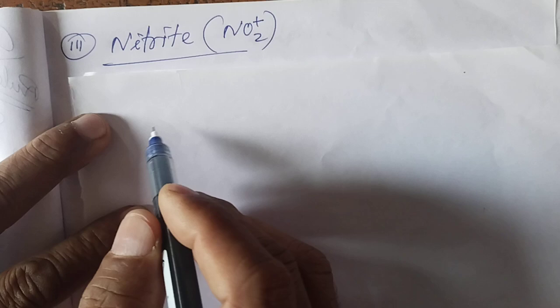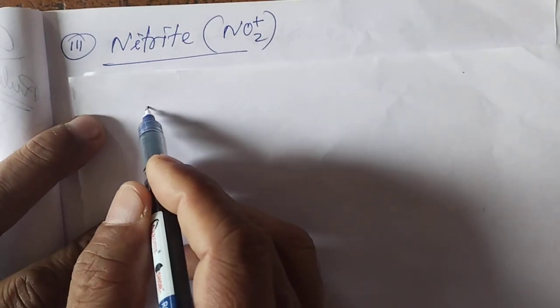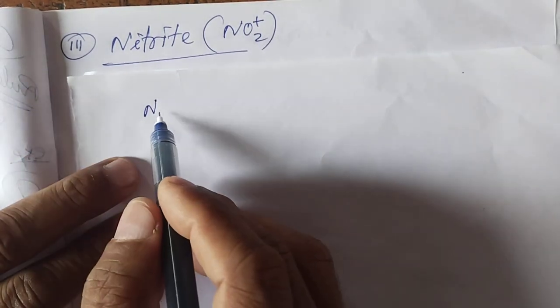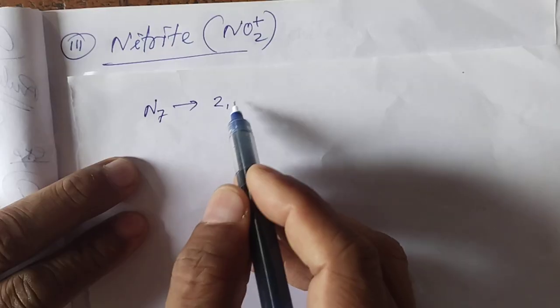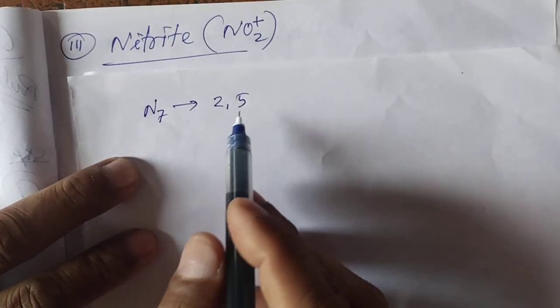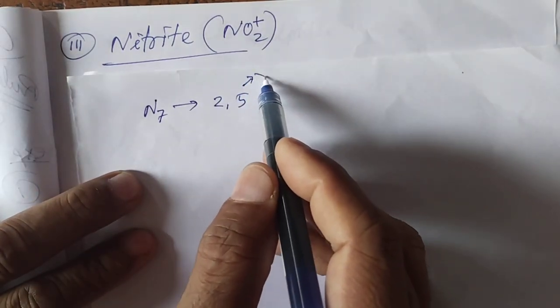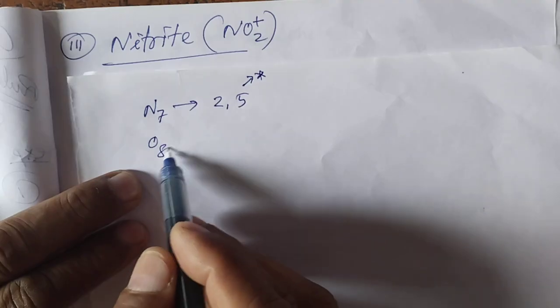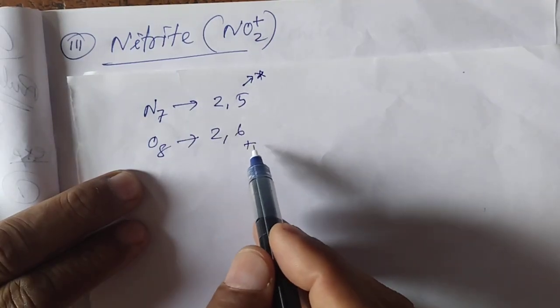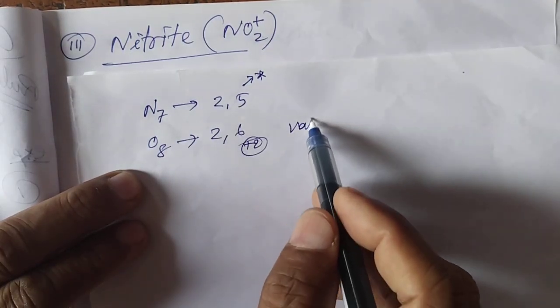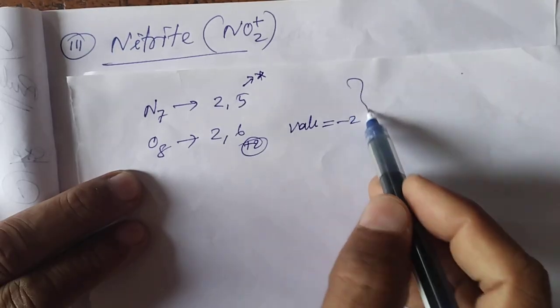Nitrite, NO2. How to find valency? Nitrogen is 7, so 2, 5. The outermost electron count is 5, which we have to take. And oxygen is 8, which is 2, 6, so it borrows 2 electrons, so the valency of oxygen here is -2.